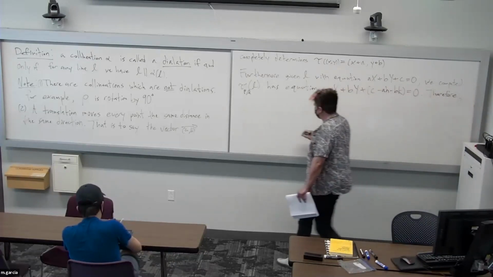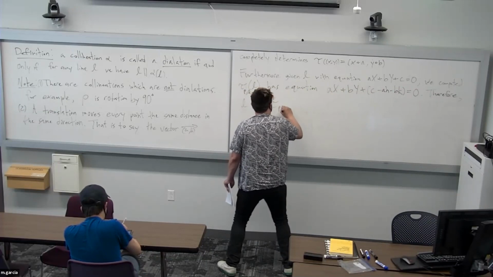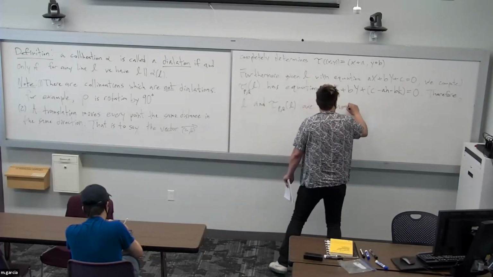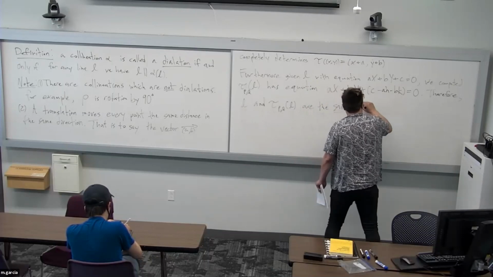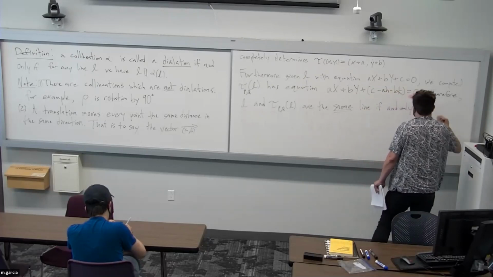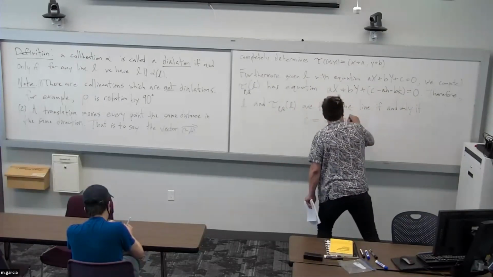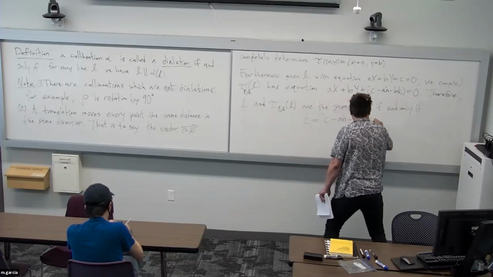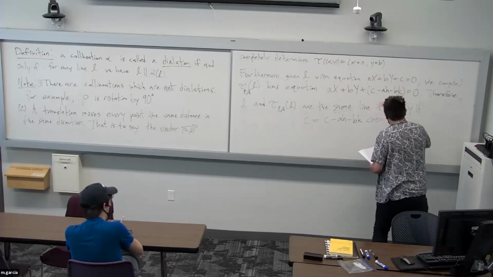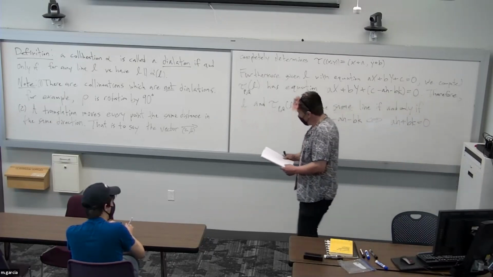Therefore, L and tau sub p comma q of L are the same exact line if and only if we have c is equal to c minus ah minus bk, which of course is the case if and only if ah plus bk is equal to 0.